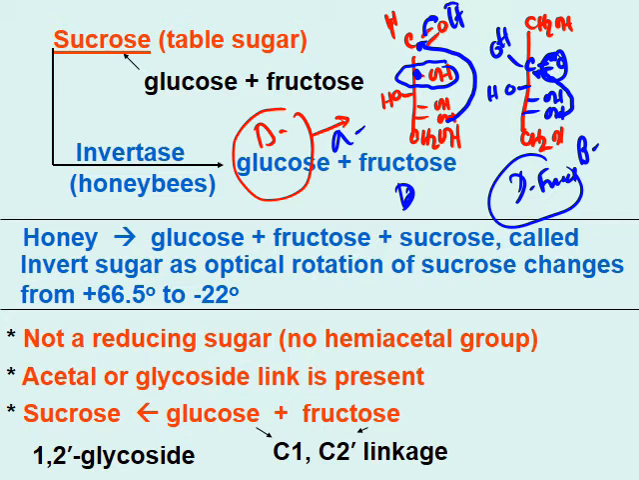So these two get bonded, water gets out, and it's an acetal formation, not hemiacetal, so it cannot be oxidized easily. And that's what we're showing you here. This is the second position of carbon in case of fructose that combines with the first position. This is the first position of glucose. So that's why we say 1,2' glycoside linkage.